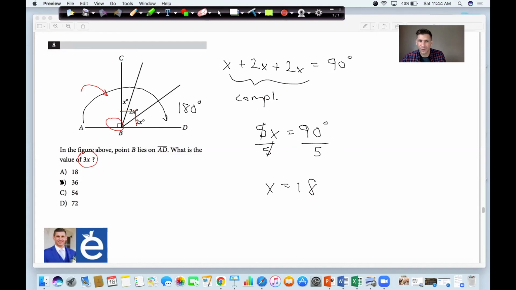Now, look what they did. So that's there, but I'm not done, right? I'm not done because I'm trying to figure out 3x. I'm not trying to figure out x. So I need to make sure that I do 3 times 18. I don't make a rookie mistake. 3 times 18 is therefore going to be 54. So 54 is going to be my answer to this question, okay?